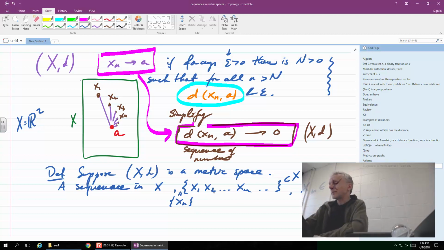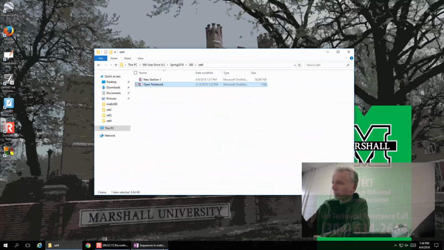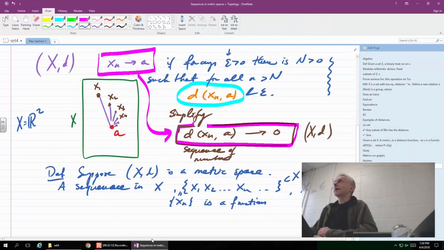This is a function. What is that function? What's the domain? What's the range? What's the input, what's the output? Would the domain be x1 to xn?